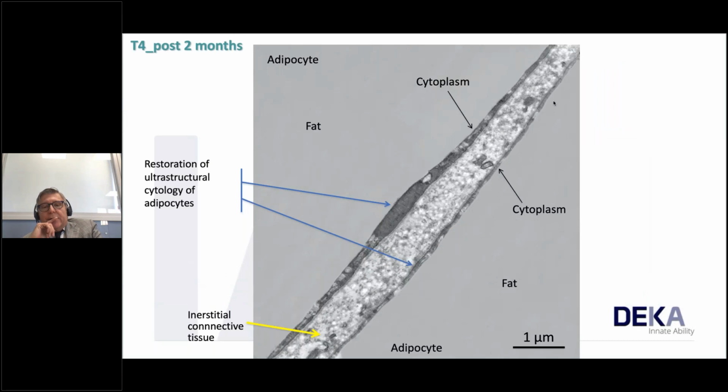This is a very important ultrastructure analysis. You have seen before the swollen mitochondria and the activation and the production of reactive oxygen species. Now, after 2 months, we have a restoration of ultrastructural cytology of adipocytes and apparently normal interstitial connective tissue.